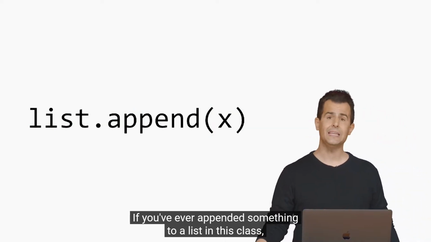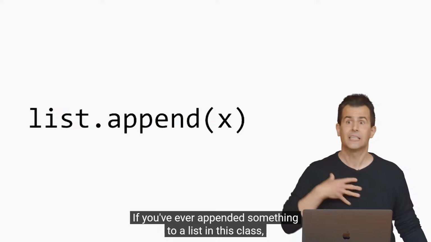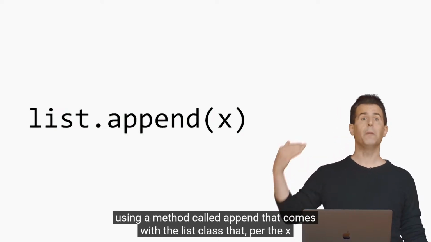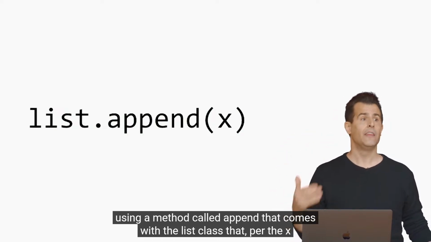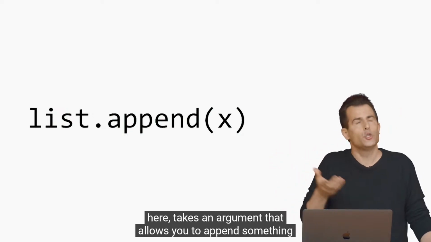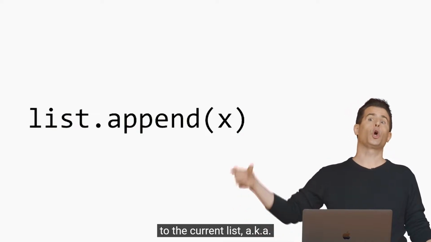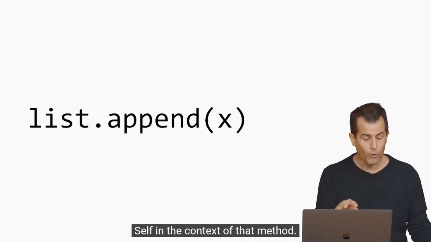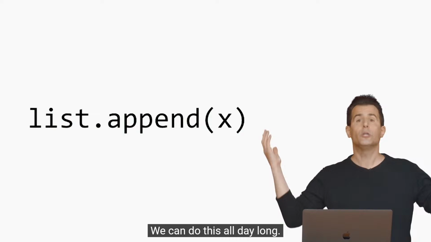If you've ever appended something to a list in this class, as I have myself in the past, you've been using a method called append that comes with the list class that per the X here takes an argument that allows you to append something to the current list, aka self, in the context of that method. We can do this all day long.